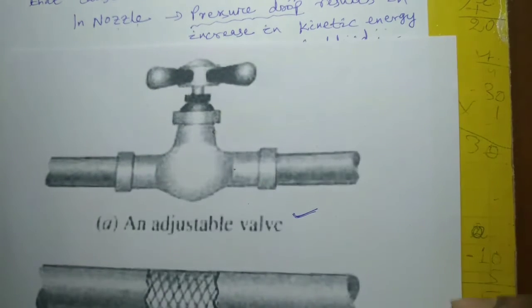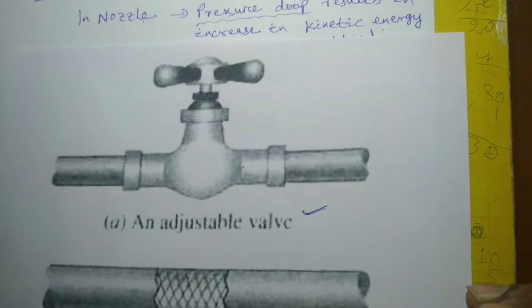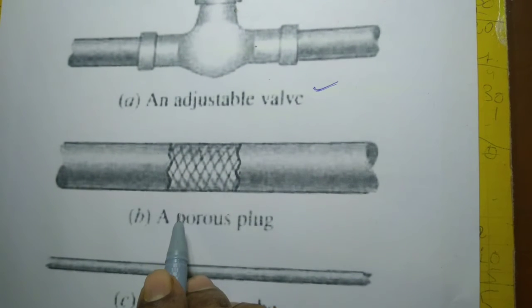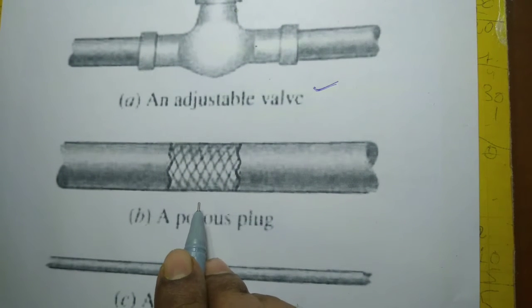इसको अगर हम पार्शियल ओपन करेंगे तो फ्लो जो होगा वो रेस्ट्रिक्टेड मैनर पे होगा, यूजुअल फ्लो नहीं होगा. सो प्रेशर जब रेस्ट्रिक्टेड वे में फ्लो होगा मतलब प्रेशर ड्रॉप विल टेक प्लेस. एंड दिस इज द पोरस प्लग. दिस इज ऑल्सो एन एग्जाम्पल ऑफ थ्रॉटलिंग डिवाइस.